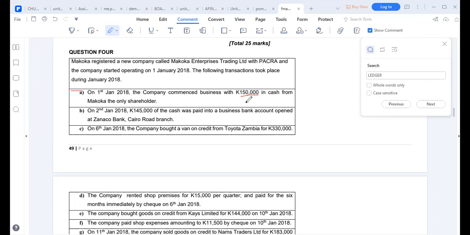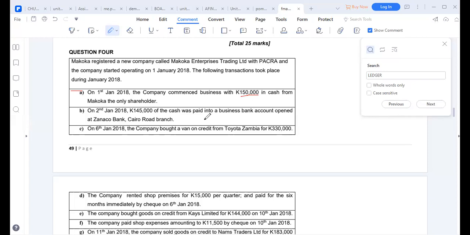Of those two, which account is receiving, which account is giving? Help me with solutions. Cash is receiving, capital is giving out. Correct. Capital. What does capital represent? Capital represents the owner of the business. So the owner of the business gives out the money, then the cash receives on behalf of the business.